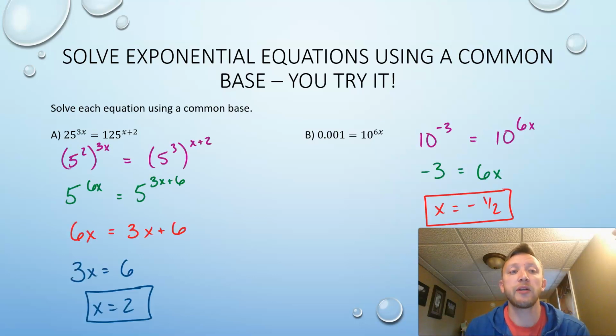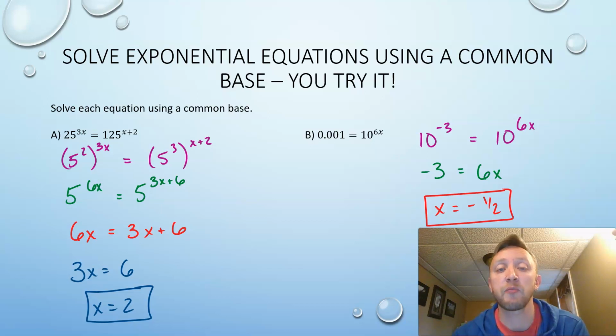All right, let's see how you did here. Let's start with the first one. The first thing I recognize is 25 is the same as 5 squared, and my goal is to have a common base. With the 125, I'm trying to figure out how I can make that with a common base of 5. Well, 5 cubed is 125.